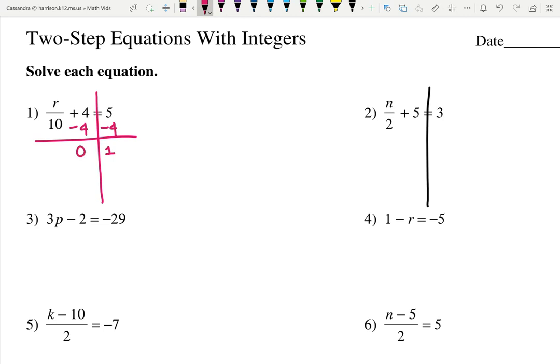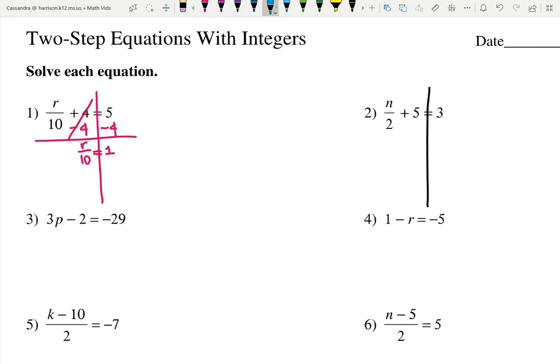A lot of people are tempted to then put a 0 there. You totally can, but it's unnecessary. You don't have to write 0. So we just usually cancel it out. But we did not cancel out the r divided by 10, so we do have to bring that down to the next level. All right, so all we did in that first step was get rid of our constant. Got rid of that plus 4 with a minus 4.